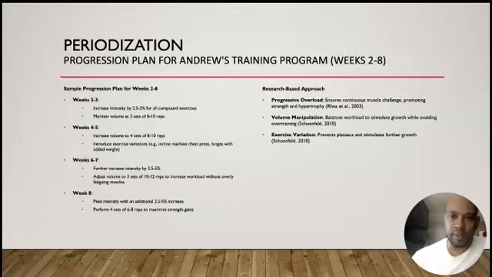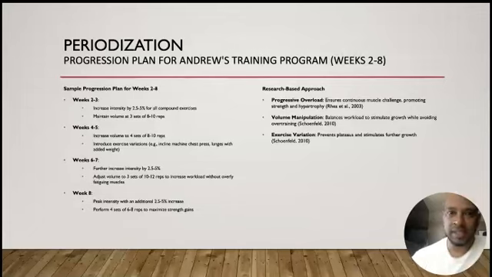So the sample progression plan for weeks 2 to 8. In weeks 2 to 3, we'll be increasing intensity by 2.5% or 5%, which is what we did already for all compound exercises, and maintain a volume of 3 sets of 8 to 10 reps. In weeks 4 to 5, which we're currently at, we increased the volume to 4 sets of 8 to 10 reps, and we introduced exercise variations such as incline machine chest press and incline cable chest press.